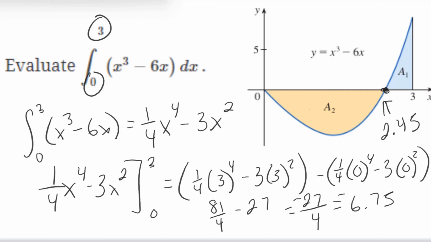Okay? For this problem, though, when we're looking at evaluating from 0 to 3, the answer is negative 6.75. It's not the sum of those two areas. Okay, does that make sense? Okay, so when it's like evaluate, that means just do distance from x. Yeah, so it's just doing those two pieces.